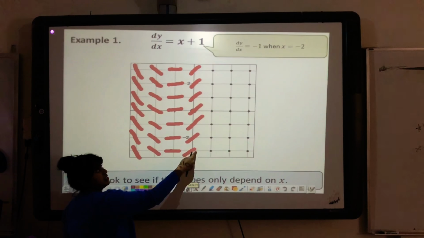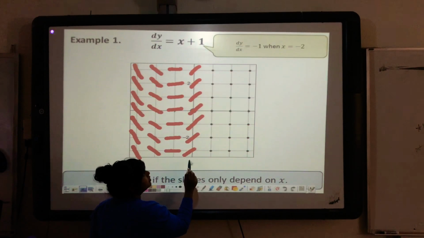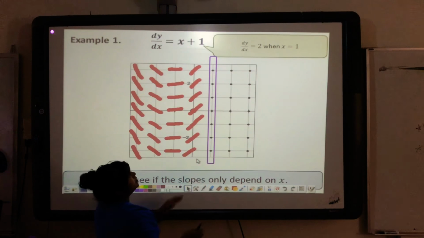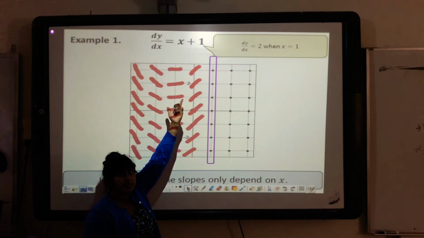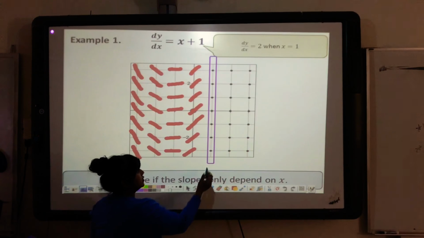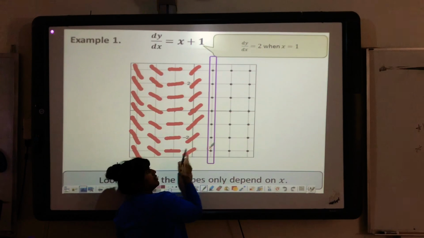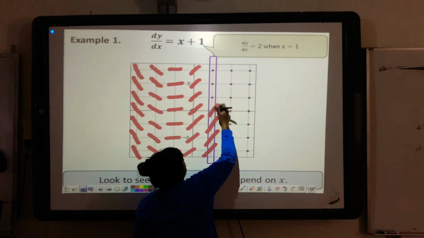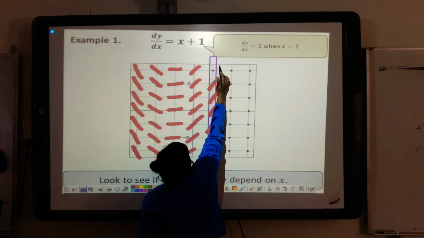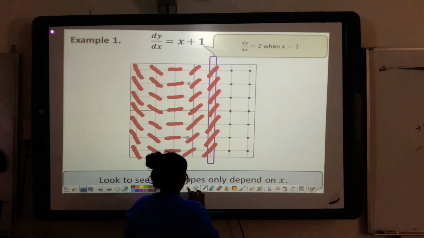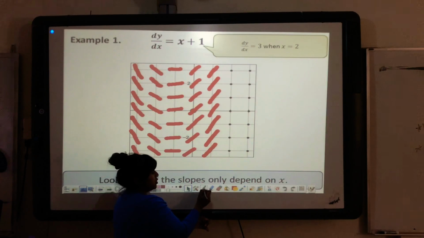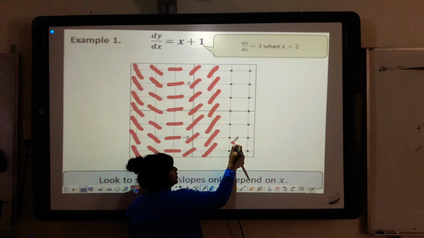Now we've got these done, so now we're going to move over to 1. And at 1, our slope is going to be 2. Again, I'm plugging it into my equation, so 1 plus 1 is just 2. So here we have a positive slope of 2. It's not quite this angle, it's going to be a little more narrow. Okay, continue on for 2. If I plug in 2, I should get a slope of 3. So again, a little more narrow.